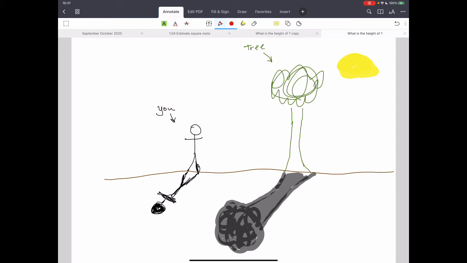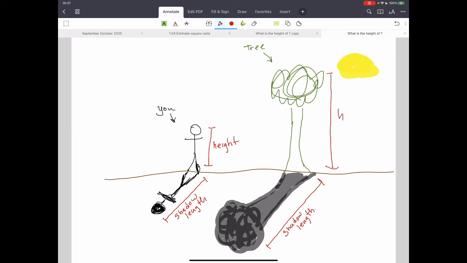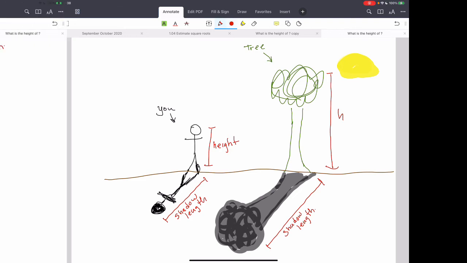So the first thing we're going to need is our height. And then we're going to need to measure the length of our shadow. Likewise, we're going to need to measure the length of the object's shadow. With these three things, we can then calculate the height of the object that's outside. So here's how that's going to work.